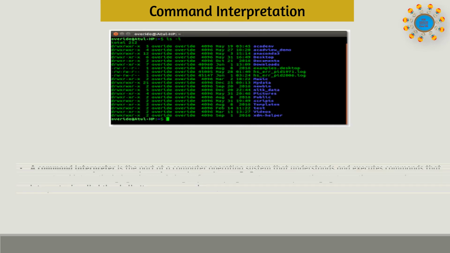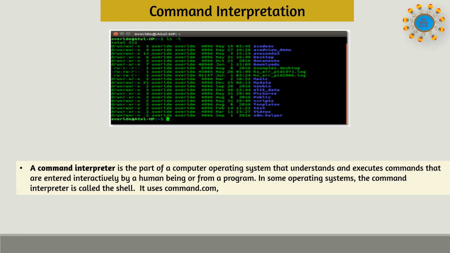Command interpretation. The command interpreter is the part of the computer operating system that understands and executes the commands that are entered directly by a human being or a program. Here we can see the commands are there and they are executed, and these are entered by the programmer, and the command interpreter will understand and execute the particular command. In some operating systems, the command interpreter is also known as the shell, and this is the command.com file.